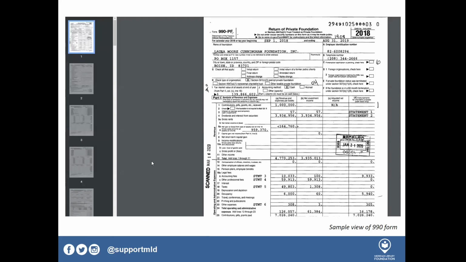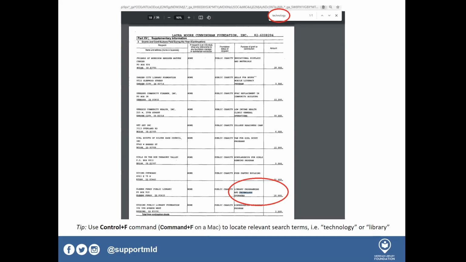We're going to take a look at other projects that they have funded and the amounts that they have funded. So you're going to see that this 990 looks very overwhelming and very confusing, and there's a lot of pages. So my big tip to you, just use Control F, or Command F on a Mac, to locate the relevant search terms. So for my particular project, we're looking for technology, maybe library, makerspace, and then you're going to be able to jump down through the document to find what you're needing. So you can see already we were able to locate some of that information.